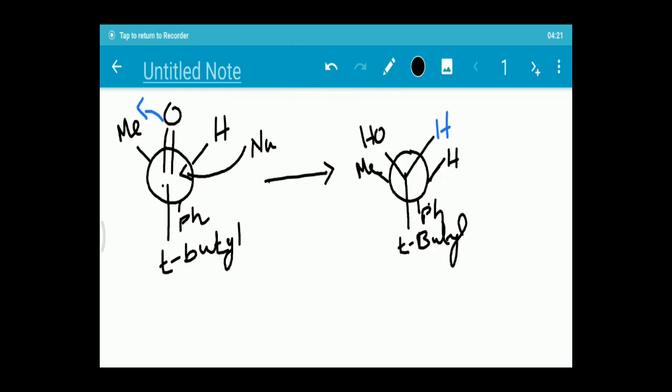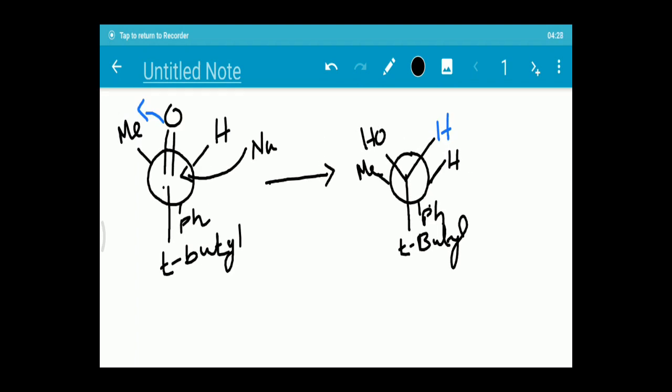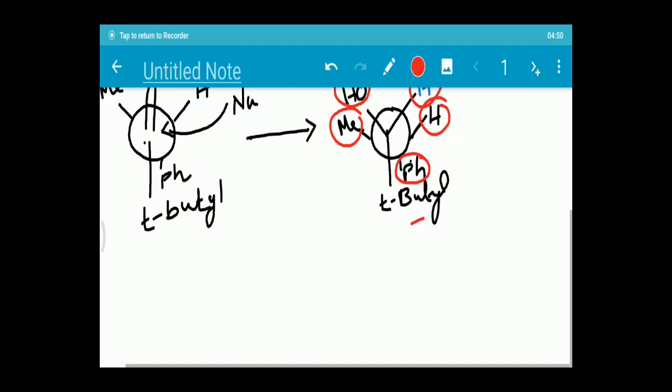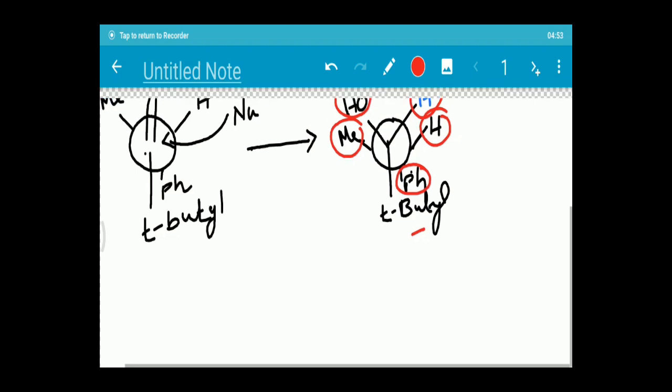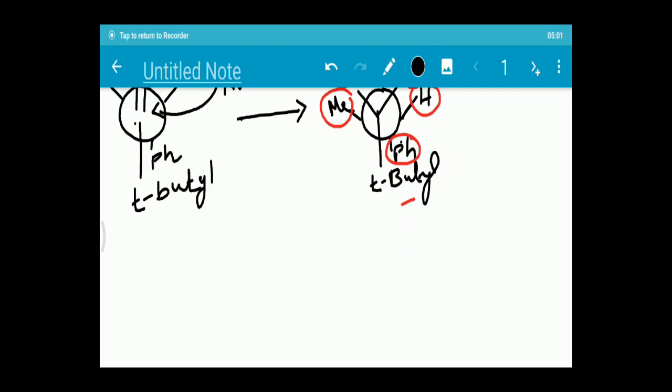Now in this molecule you can see my OH group is cis to my methyl, my hydrogen is cis to my hydrogen, and my phenyl is cis to my butyl. So how do we convert this Newman projection into a sawhorse form? When I try to convert this Newman projection into a sawhorse form, I end up with a structure like this.